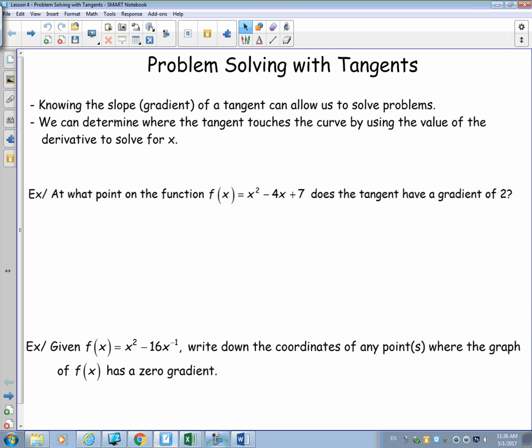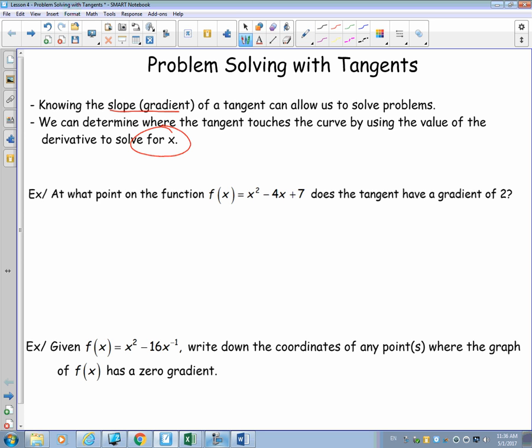In this lesson, we're going to continue looking at tangents and normals, and we're going to do a little bit of problem solving. We're going to try and figure out some things using those ideas in some different situations. So, knowing the slope, the gradient, the derivative allows us to figure out points. You can go backwards. And that allows us to find where things happen.